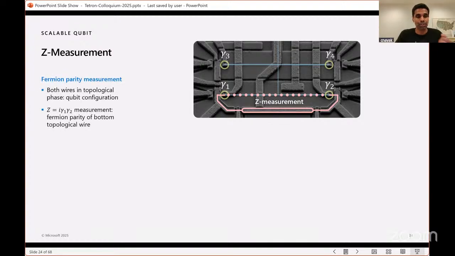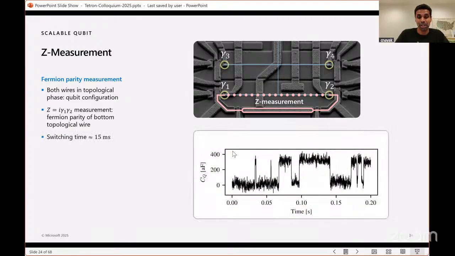What happens when we do the Z measurement? Well, in the Z measurement, that's also a fermion parity measurement. It's a measurement of the fermion parity on the bottom wire over here. Okay, and when we measure the fermion parity on the bottom wire, what do we see? Well, we see, again, switches. So we see jumps in the capacitance, but the time scale is much longer. If you look here on this axis here, the switching time is actually 15 milliseconds. So it's a much slower, much longer time scale, okay?